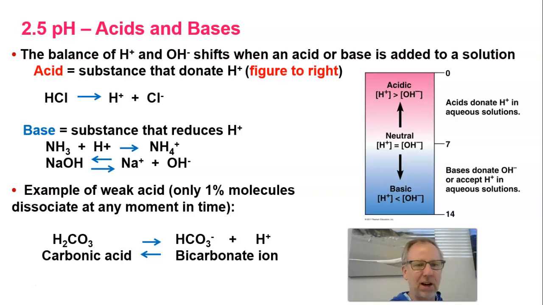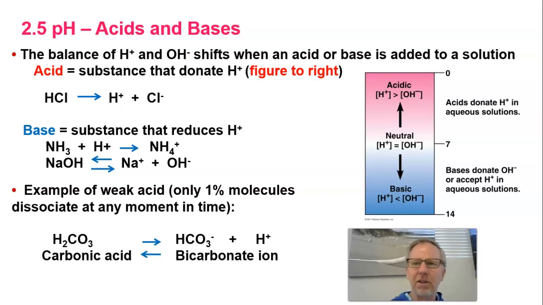On the bottom of the slide, I've got carbonic acid. That's considered a weak acid, not a strong acid, because only about 1% of the carbonic acid molecules dissociate or break apart at any one moment. So that's a weak one, whereas hydrochloric acid is a strong one.